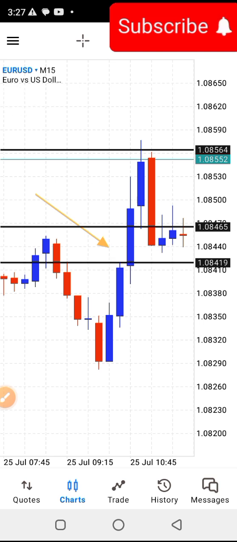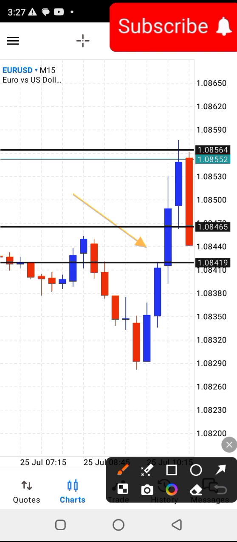Look to the left. What do we have to the left? We have a breaker block right here. Let me point it out clearly. This is the breaker block right here.